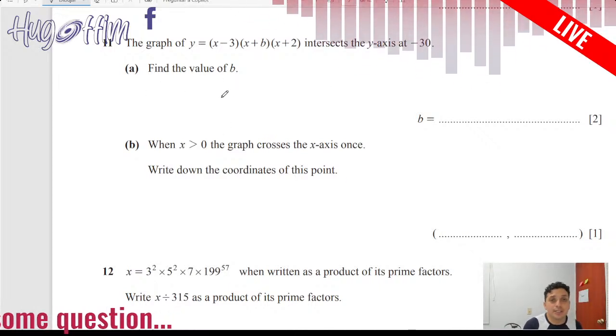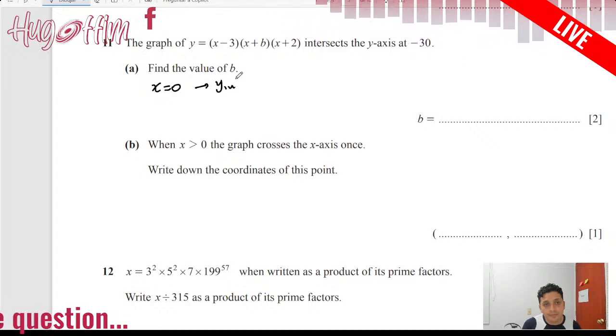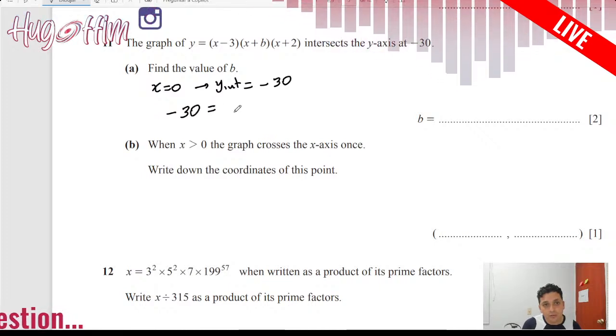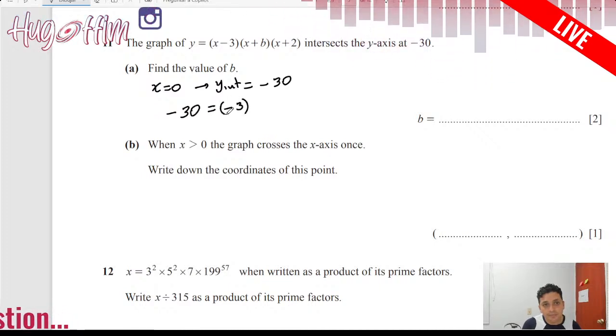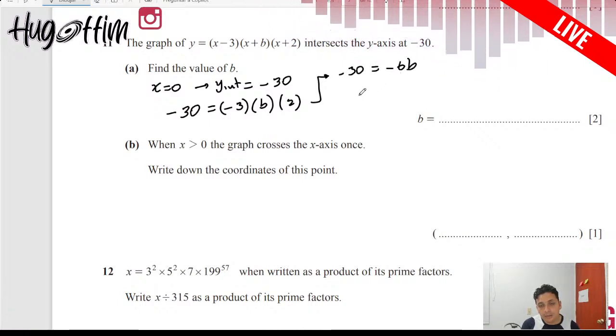Remember that the y-intercept is calculated when x equals 0. So x equals 0 gives you the y-intercept. That is negative 30. So this means that negative 30 should be equal to 0 minus 3, times b, times 2. Negative 3 times 2 is negative 6. So negative 30 equals negative 6b. So b is going to be 5.